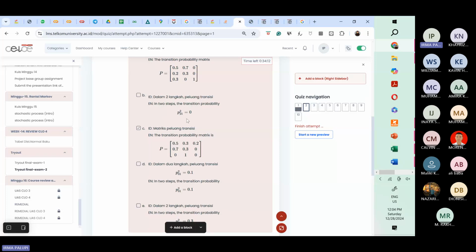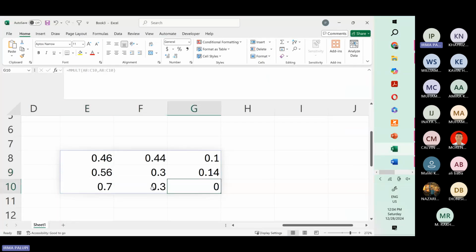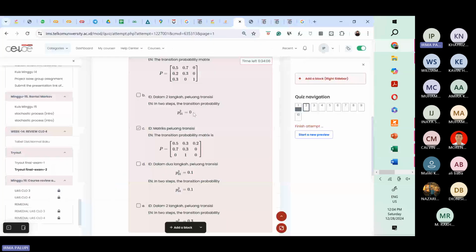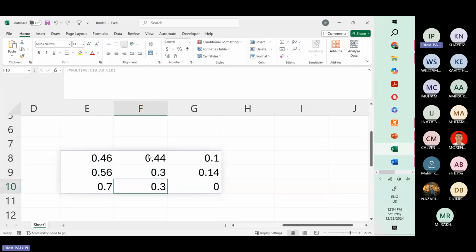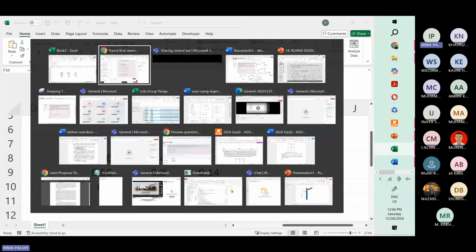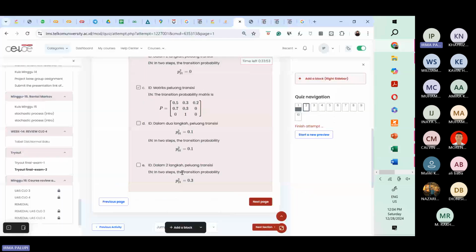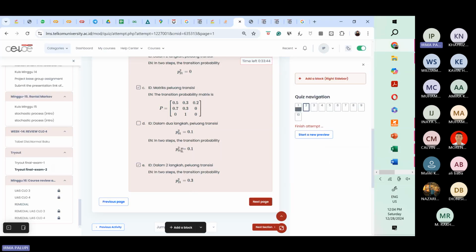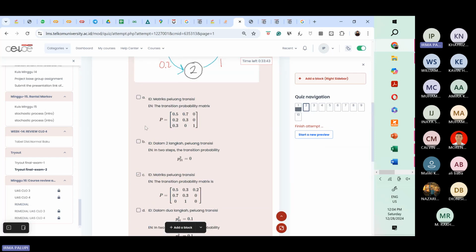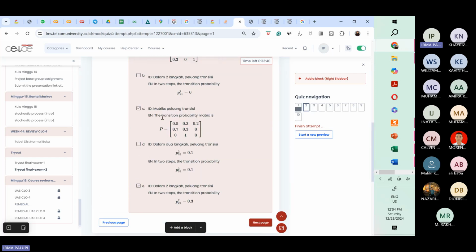From 2 to 1 in 2 steps, which is this one, right? So 0.3. This is wrong, right? For 0 to 1, it is 0.44. This is not correct. And for 2 to 1, it is 0.3. So this is the correct answer. So we have only 2 correct statements here, which are C and D.